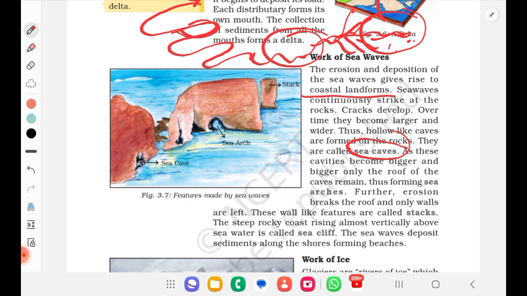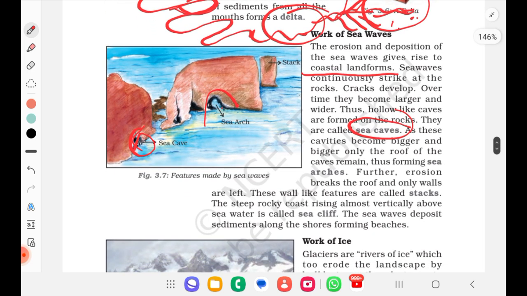As these cavities become bigger and bigger, only the roof of the cave remains, thus forming sea arches. See, initially they form a cave kind of thing. Then it will be two-way transparent, forming an arch, a sea arch. As these cavities become bigger and bigger, only the roof of the caves remains, thus forming sea arches.